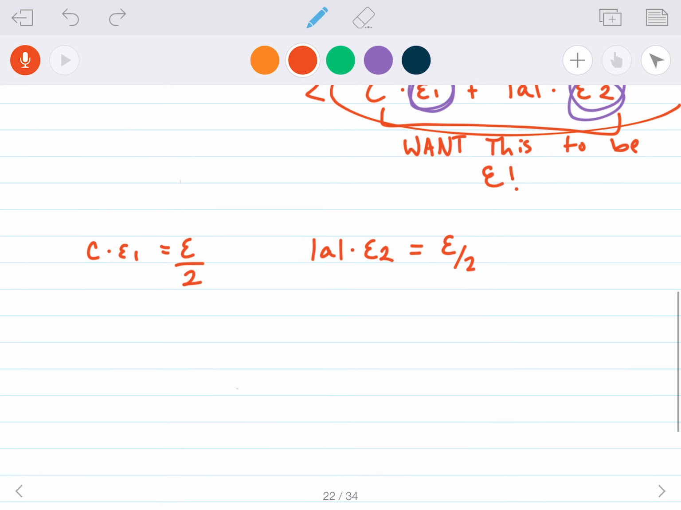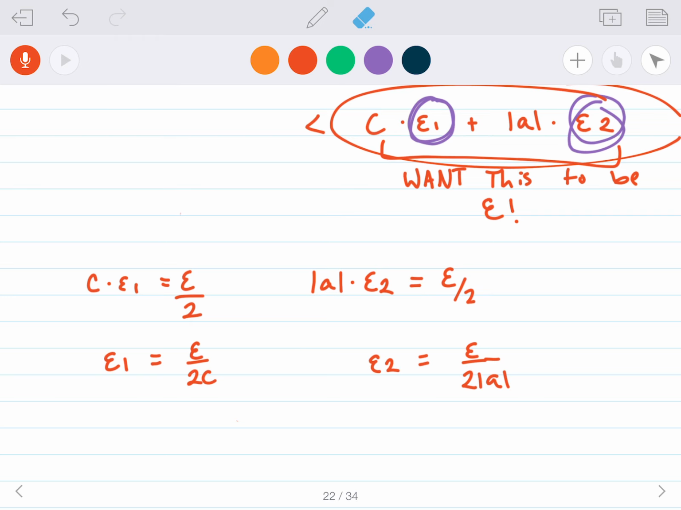Okay, so we have these two things, and so how about I just let epsilon 1 equal epsilon over 2C, and epsilon 2 equal epsilon over 2 absolute A. Okay, so there's a problem here, right? The problem is that I want this to be less than epsilon over 2, rather, and that's not guaranteed here. I mean, suppose little c, or capital C is equal to 1/2, then we get epsilon over 1, which is epsilon, and that's not less than epsilon over 2.